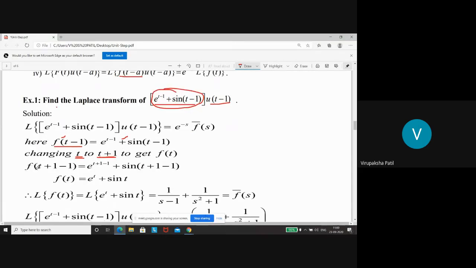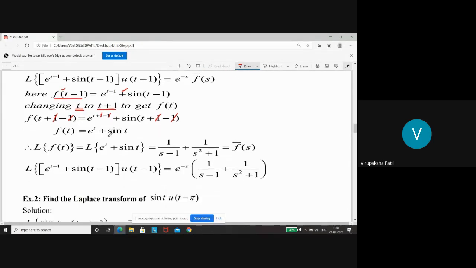So that gives you f of t plus 1 minus 1 equal to e to the power t plus 1 minus 1, sine of t plus 1 minus 1. Is that clear? So here this 1 gets cancelled, here this 1 gets cancelled, here this 1 gets cancelled. You will get f of t is equal to e to the power t plus sine t. Is that clear?